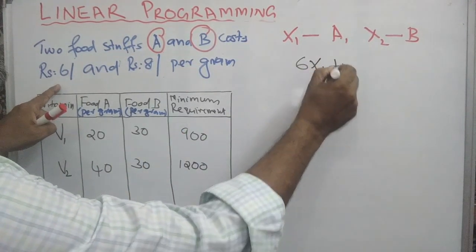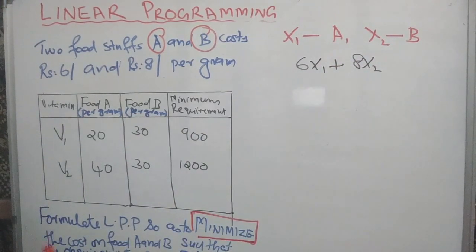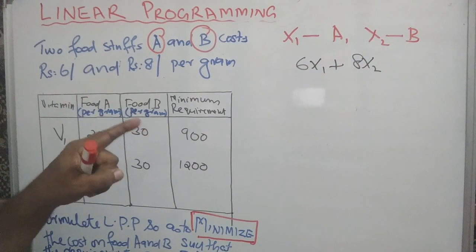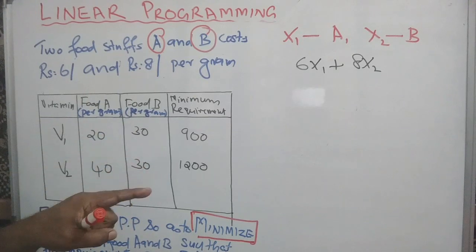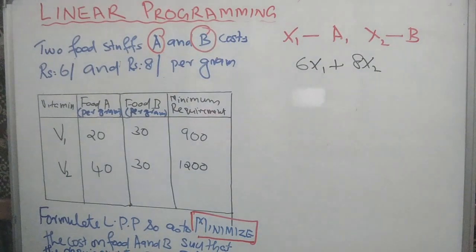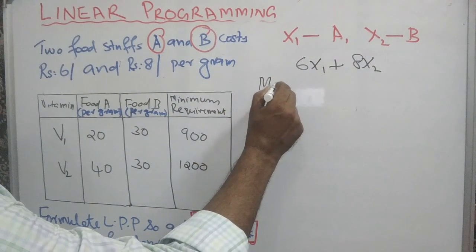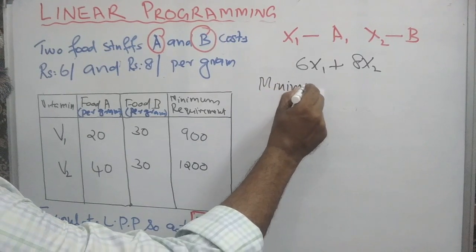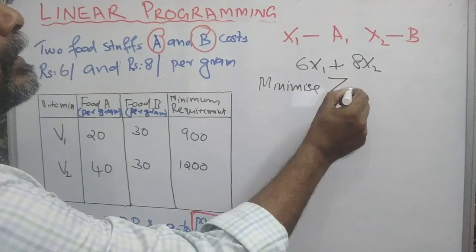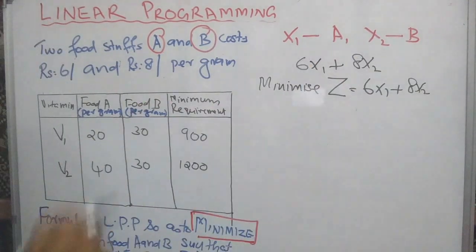6x1 plus 8x2 is the required cost for x1 units of A and x2 units of B. It is to be minimum. Therefore, the objective function is minimize. The usual notation is Z equal to 6x1 plus 8x2. At this stage, it is so simple.